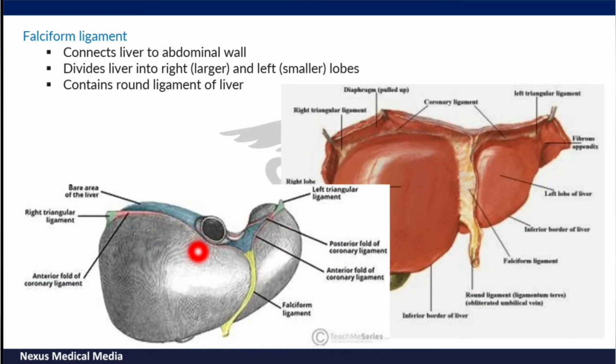On this view, you can see the coronary ligament again. So this is the anterior fold, and posterior fold here. This is the bare area, area nuda. On the corners, you can see the left triangular ligament and right triangular ligament. And you can see in yellow here, that's the falciform ligament.